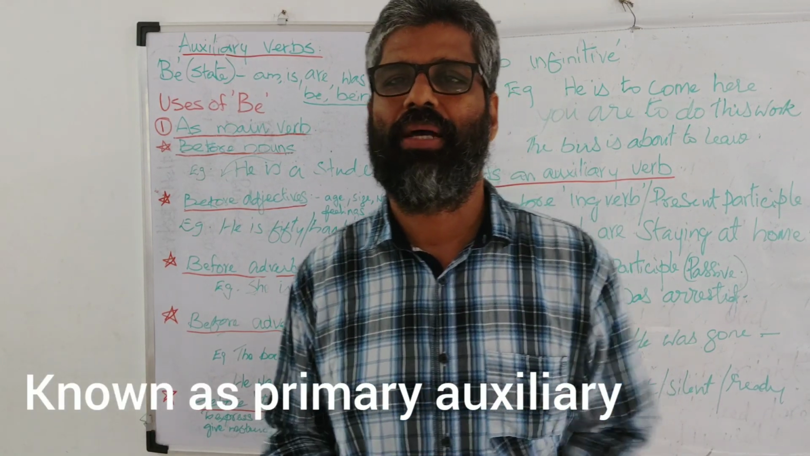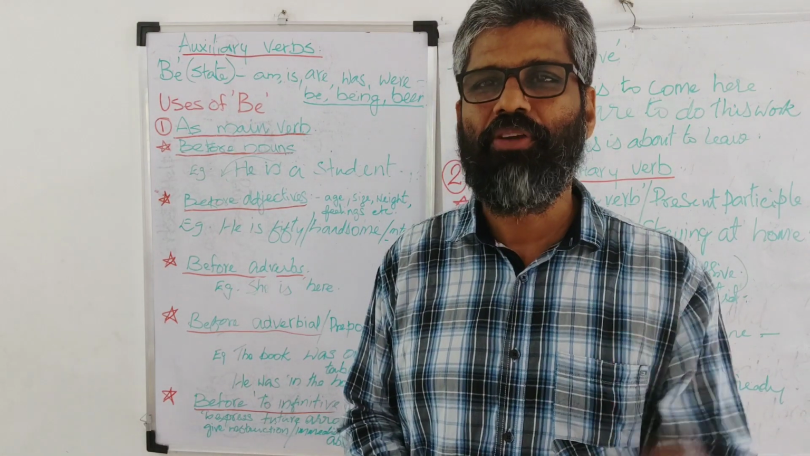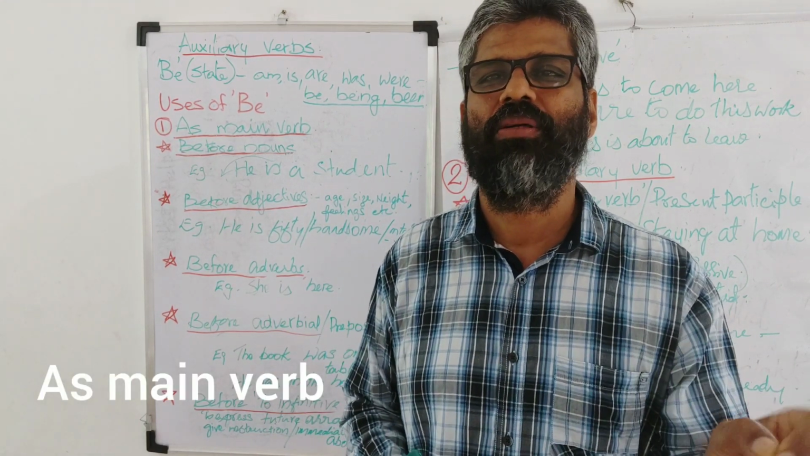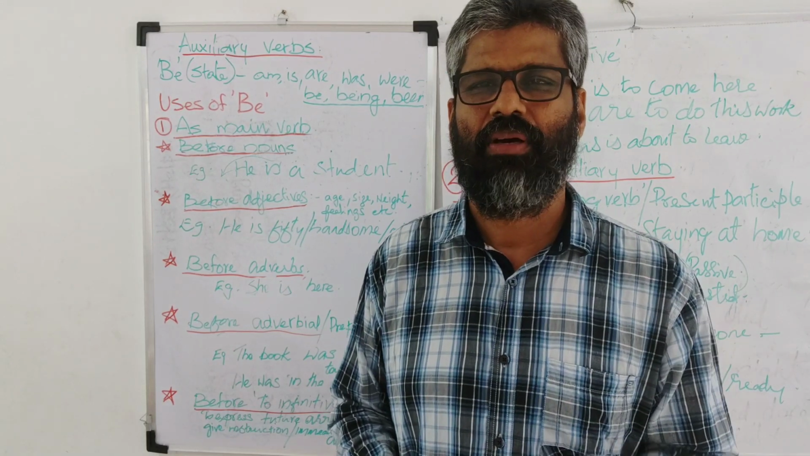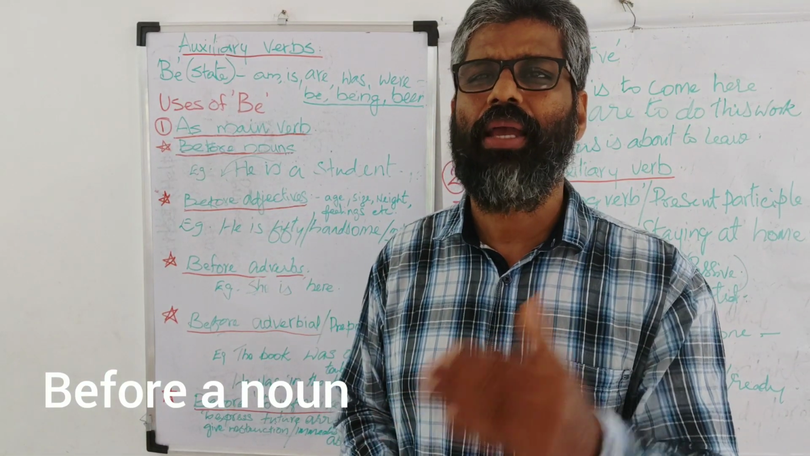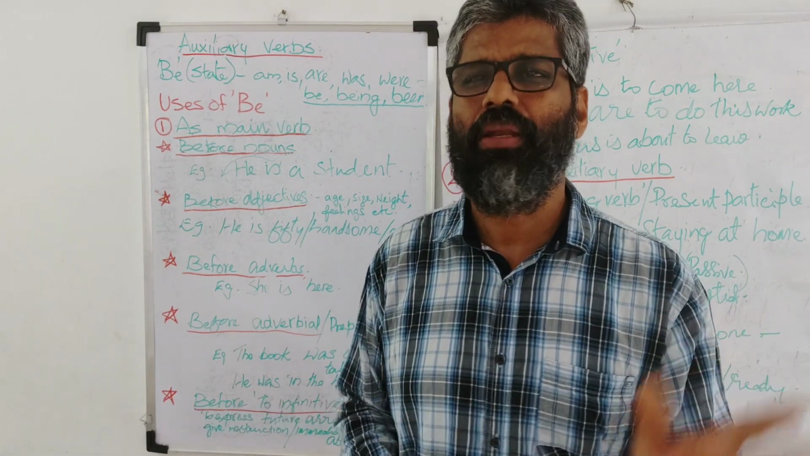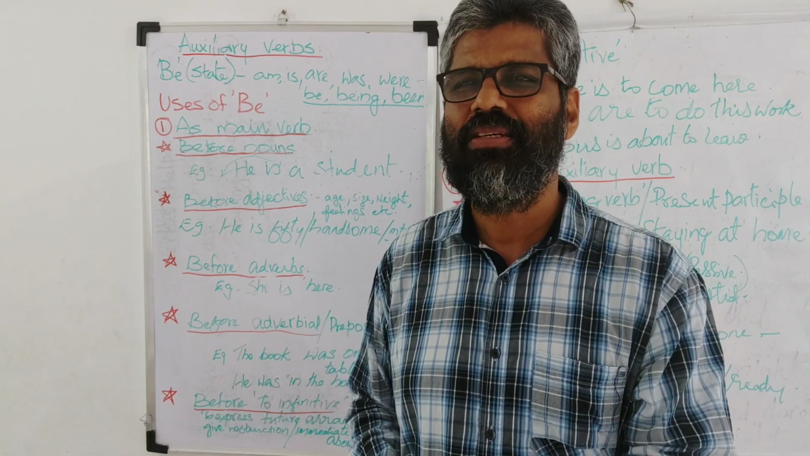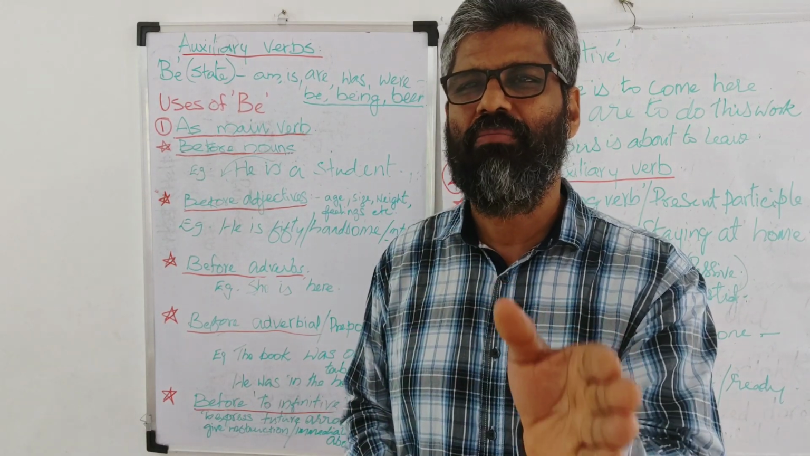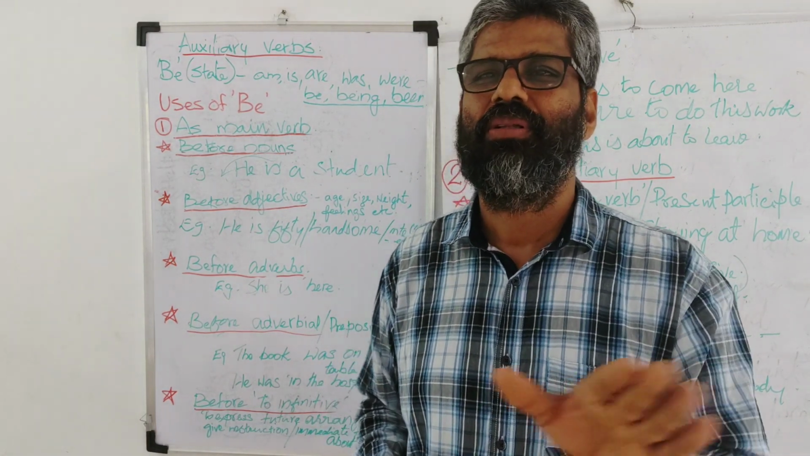So let's have a look at be as main verb in a sentence. Be can be used as a main verb before a noun. When you look at the board, you can find before the noun, and one example is given here: he is a student. A very simple example. He, a subject, is the main verb, a student is a noun. I am a teacher. I, subject, am, main verb, teacher, noun. Clear? India is my country. India is subject, is main verb, country is noun. So, you can use a noun after be. You won't go wrong. The sentence is correct.